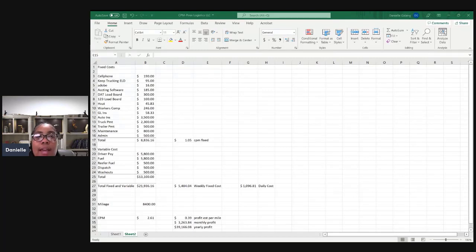Accounting software, I use QuickBooks. I'm a QuickBooks Online accountant certified, so really great software in my opinion. DAT load board, as you can see, it's $300. Yes, I put the premium subscription on. Honestly, the DAT load board premium subscription is worth it.